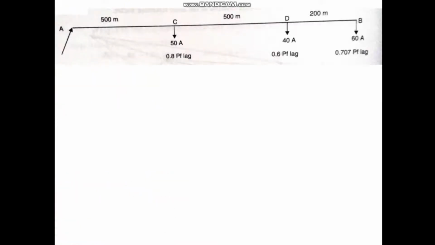VDB, which is IDB into ZDB. ZDB, how do I calculate it? It is given as 0.01 plus j0.05 ohm per 100 kilometers. Now if you go back, from here to here it is 100 kilometers, from here to here it is 200. So for this, the impedance given is 0.01 plus j0.05.